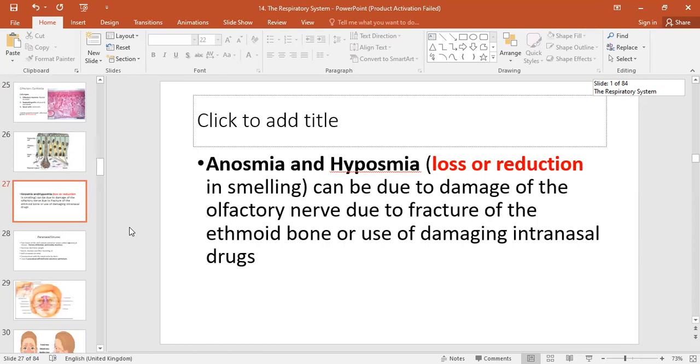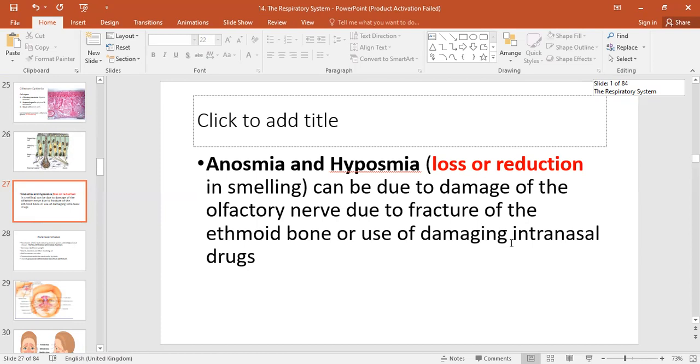So some application: we have conditions like anosmia and hypoosmia. Anosmia is complete loss of sense of smell. Hypoosmia is reduction in accuracy of sense of smell. We see this in patients who are elderly. As we age, the ability to sense smell is lost because cells are dying because of age.